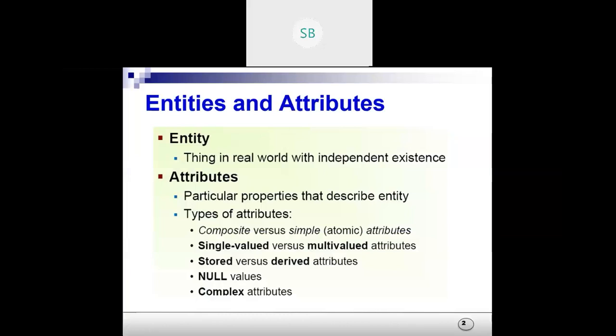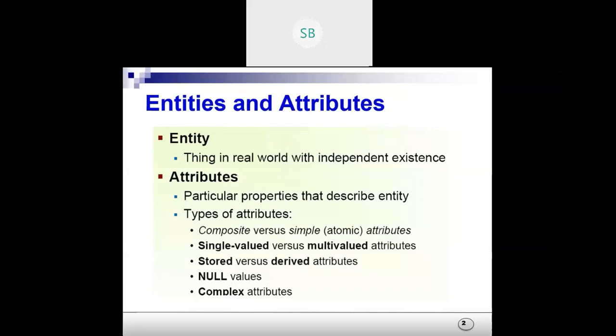If there is an entity, there are some attributes related to it. Attributes mean the properties of those entities. Something that describes the entities is known as attributes. There are various kinds of attributes. You are aware of it because I have discussed this, but still try to recall. These are the various types of attributes in the ER model.